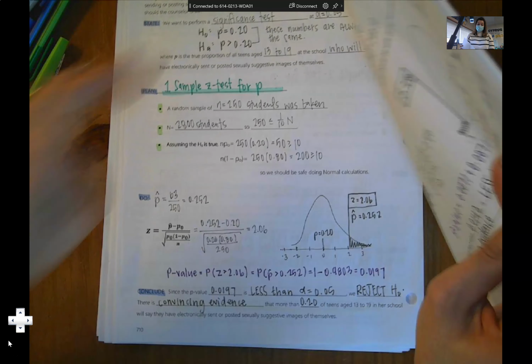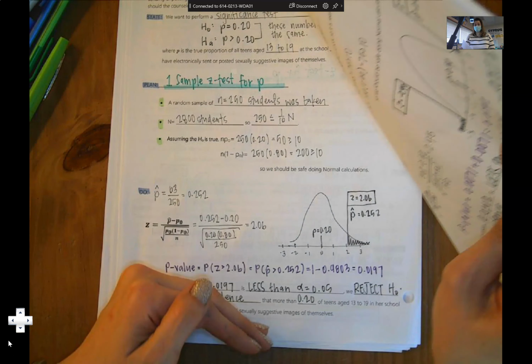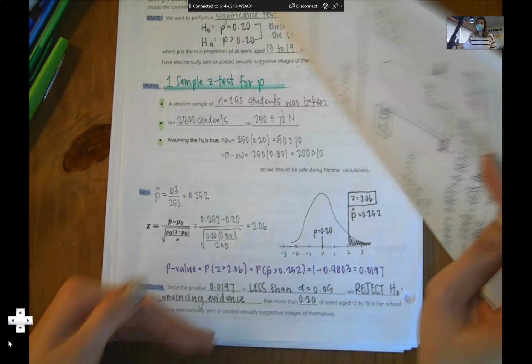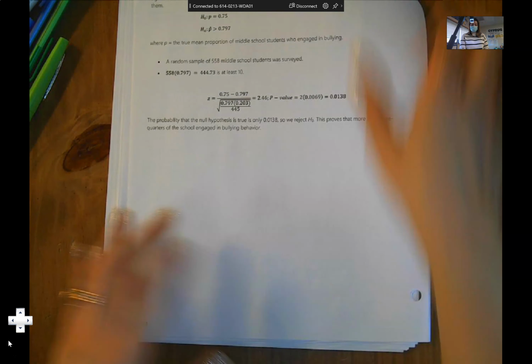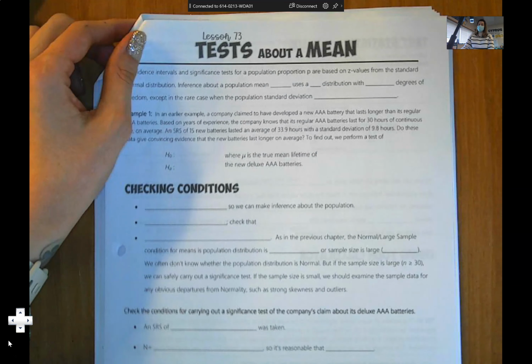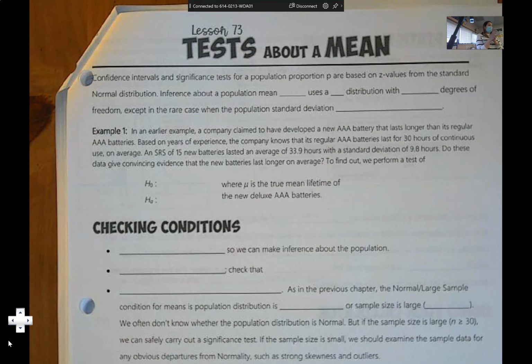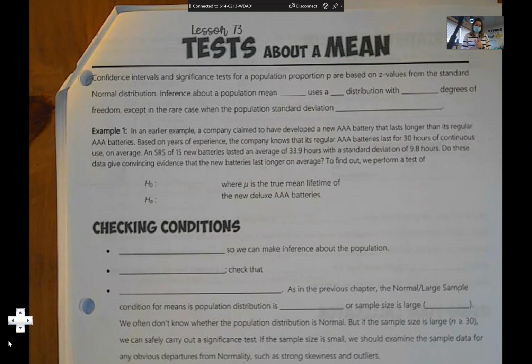So we have to state our hypotheses, check our conditions, find the p-value, make a conclusion. It's a big old long process. So today we're doing that same process for tests about a mean. So everything today will be mu and x bar. Now, hopefully one of the things that we remember from confidence intervals is that to work with a mean, it's different than working with a proportion. So that's where we start today.